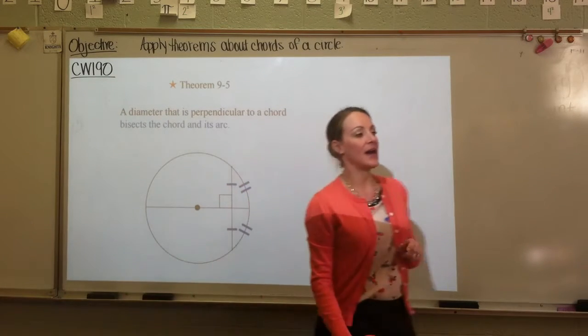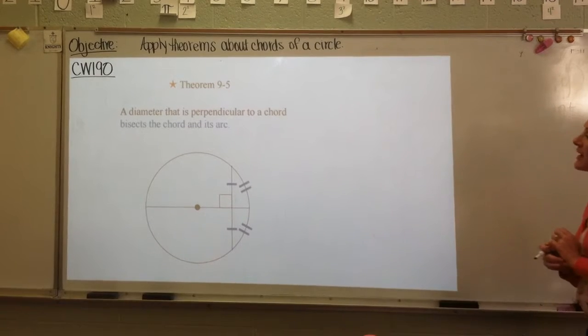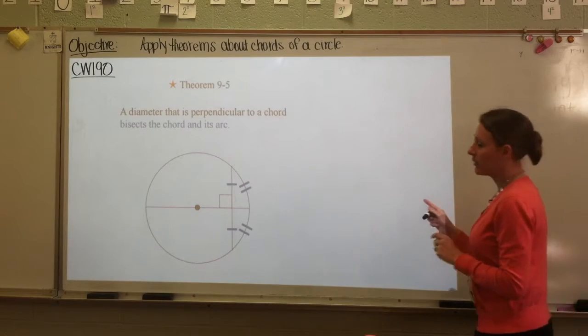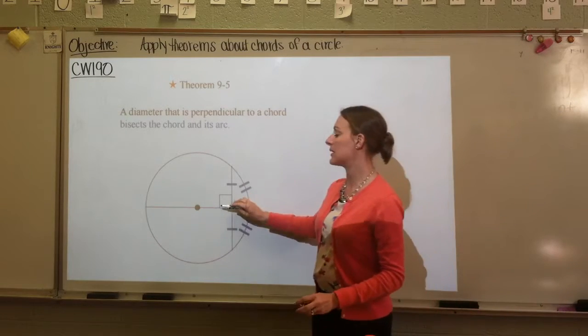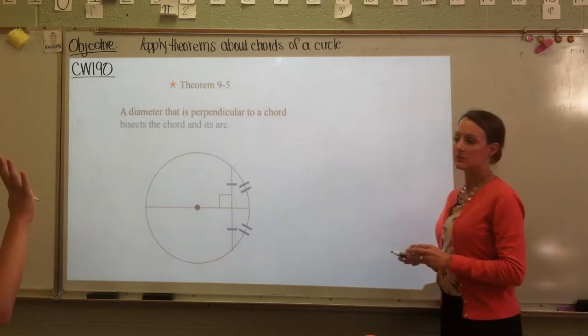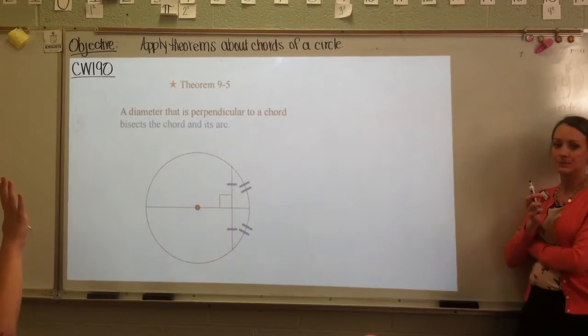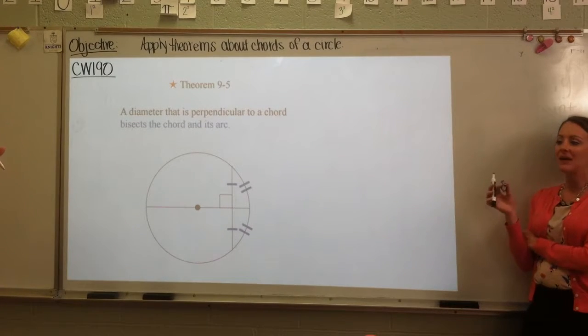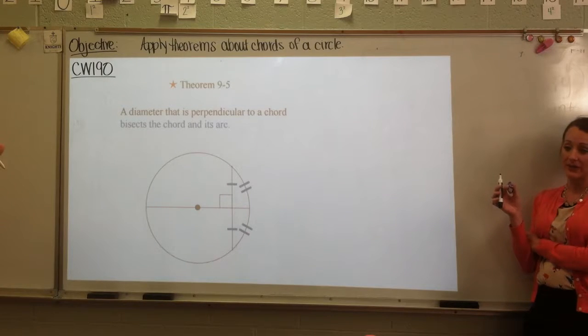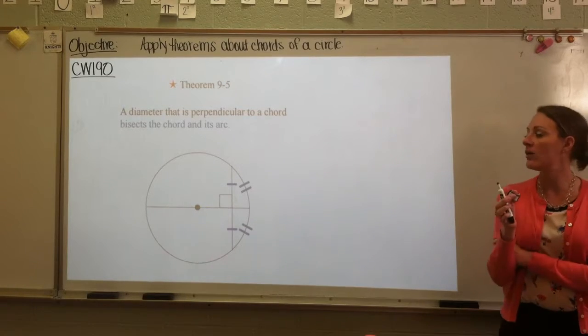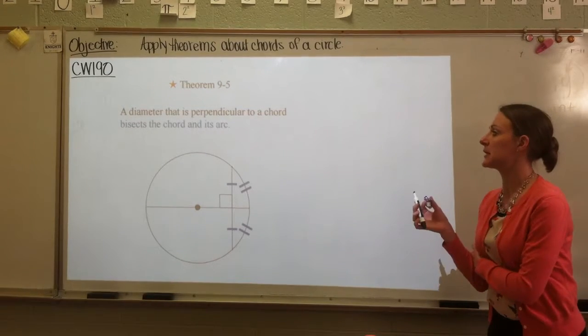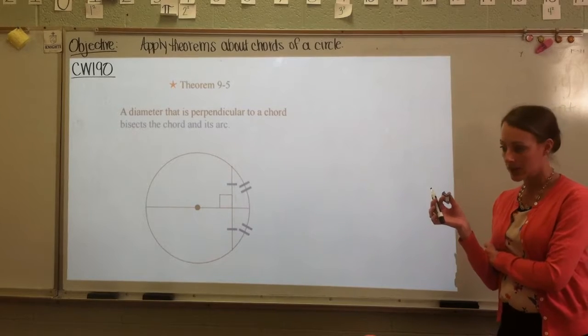Theorem 95 says that a diameter that is perpendicular to a chord bisects the chord and its arc. How am I going to know that this chord is perpendicular to this diameter? How am I going to know? I see a lot of eyes that might still be drawing or don't want to answer this question. How am I going to know that the diameter is perpendicular to the chord?